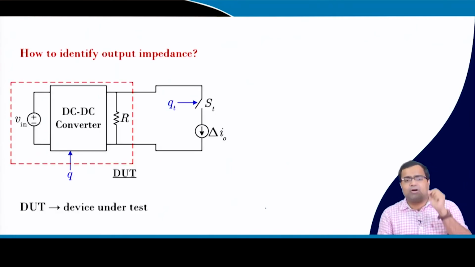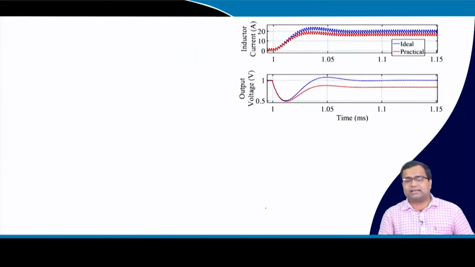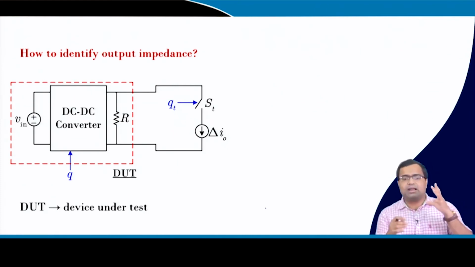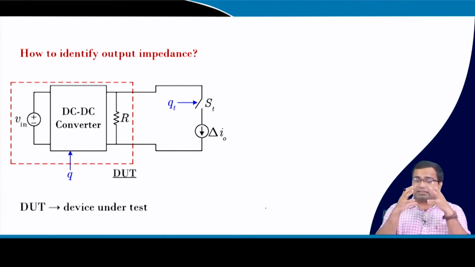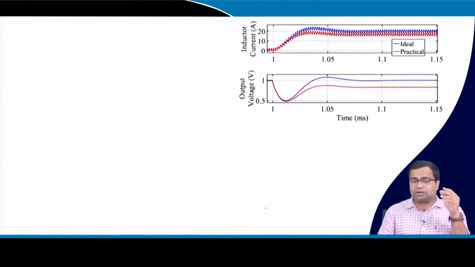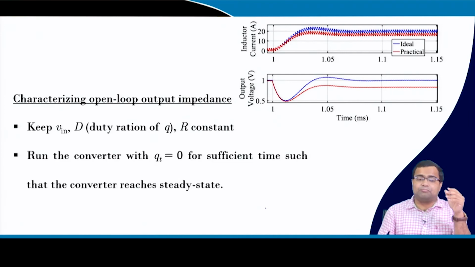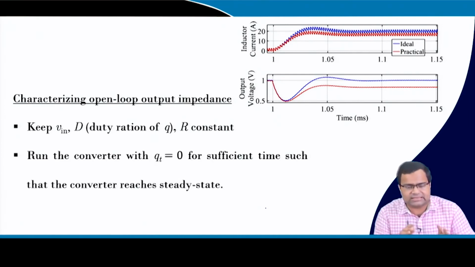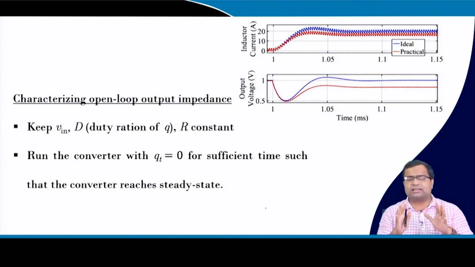How to identify output impedance? We have to devise a test. If you go to any experimental validation, if you have a converter, you can inject a pulsating load, and by looking at the overshoot and undershoot, you can try to match and get the output impedance. So this step will discuss how to get the output impedance.